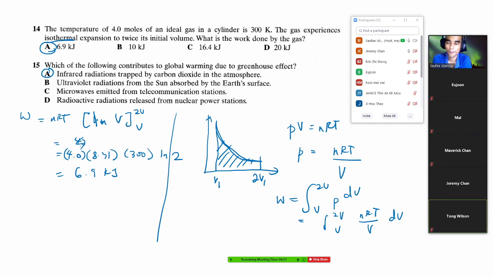Okay, sir. It's just the meaning of what the greenhouse effect actually is. Any more questions? Any question?